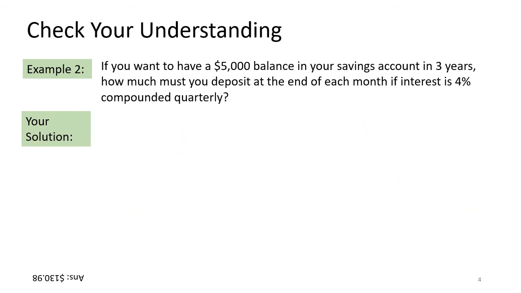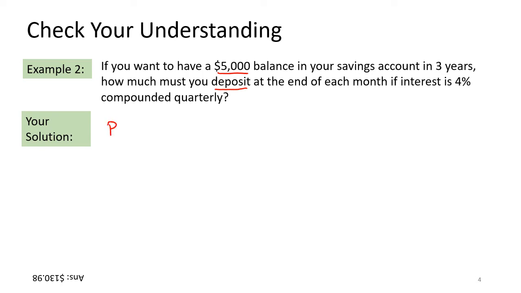So looking at another example, if you want to have a $5,000 balance in your savings account in 3 years, how much must you deposit at the end of each month if interest is 4% compounded quarterly? So again, you're trying to have a certain balance in your savings account in 3 years, so you know it's a future value, and it's asking how much for you to deposit. So it's asking you for the payment.